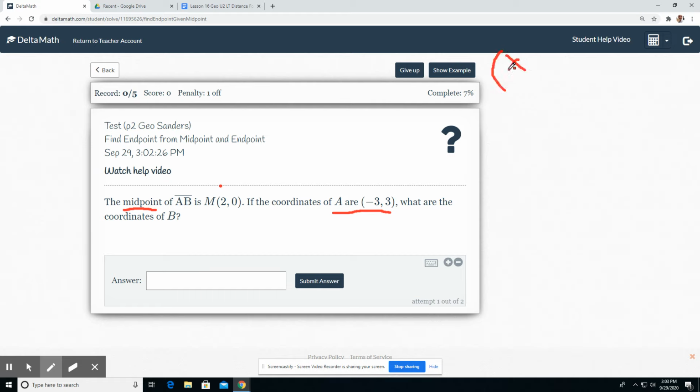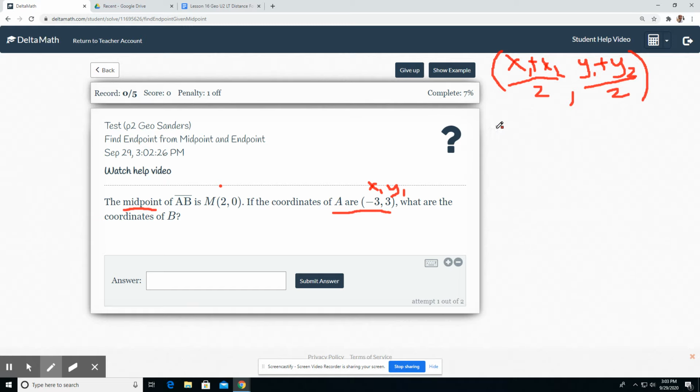The midpoint formula is (x1 plus x2) divided by 2. It's the average of those. And (y1 plus y2) divided by 2 is the average of the y's. And we have one of these values, so this is the midpoint. This is the answer to those. And I'll call this one x1, that's the first x value, and y1, that's the first y value. So I'll plug everything in, and we'll see what happens.